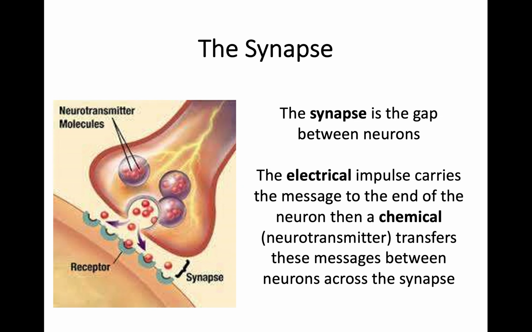That is your summary of the nervous system. The next part of this video covers hormones, and that makes up the rest of this key area.